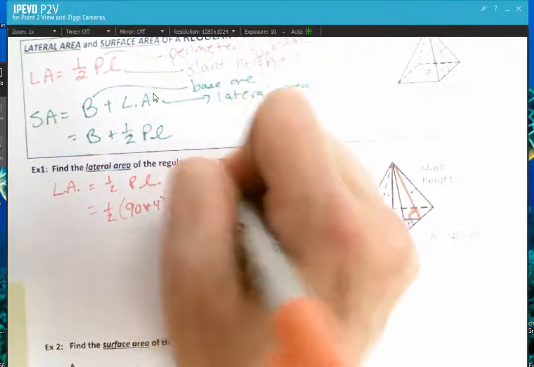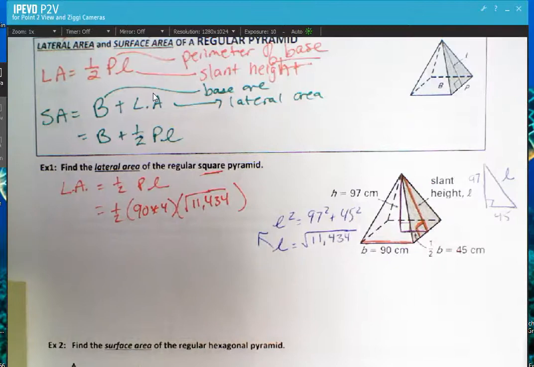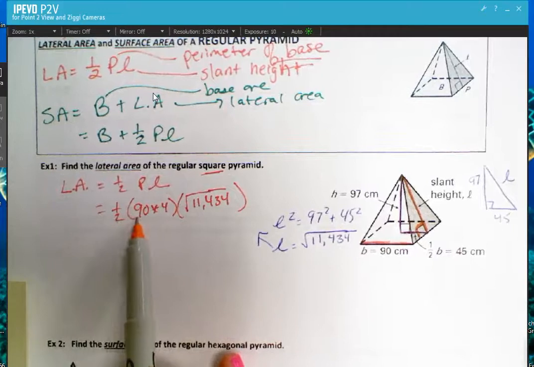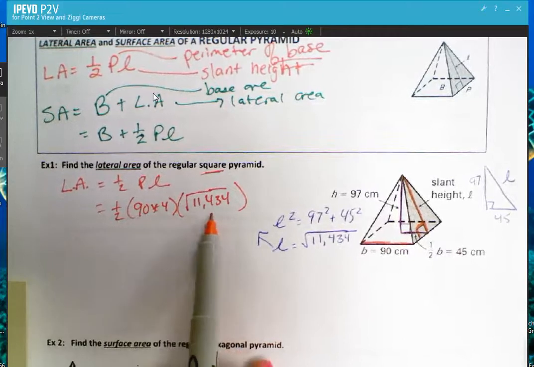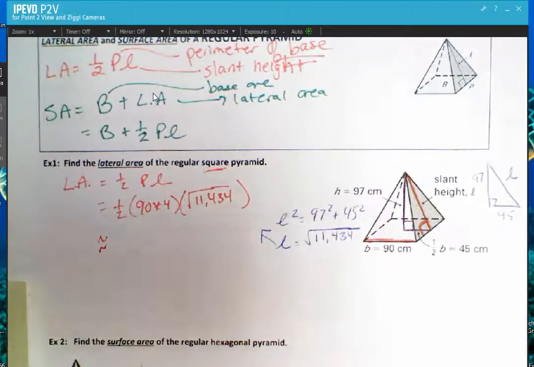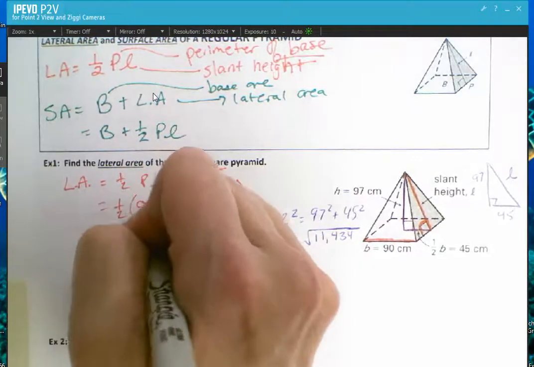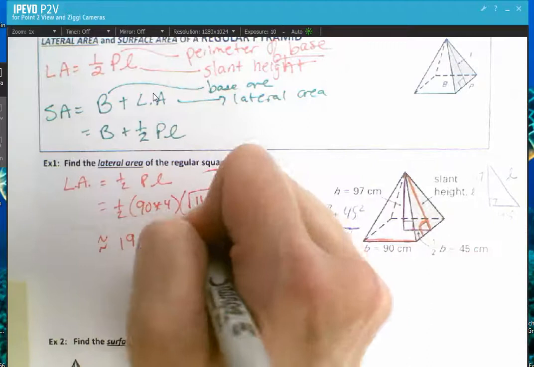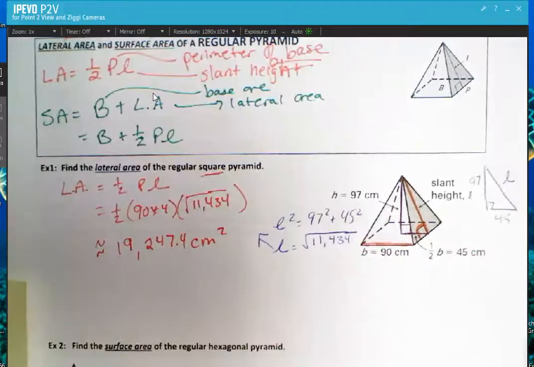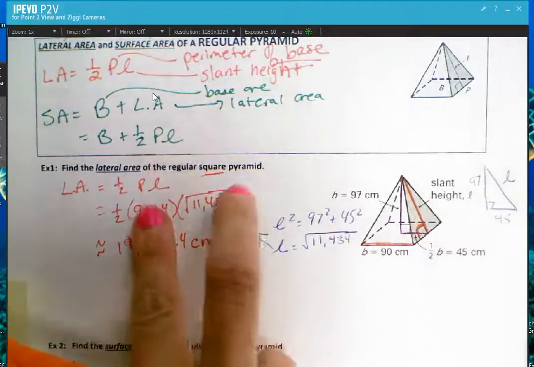11,434. Sometimes it'll say exact, so we should approximate. We should simplify this and see if anything comes out of that. But since we're looking at approximate right now, we're going to put 1/2 times 90 times 4 times the square root of 11,434 into our calculators, and we'll get approximately 19,247.4 centimeters squared.